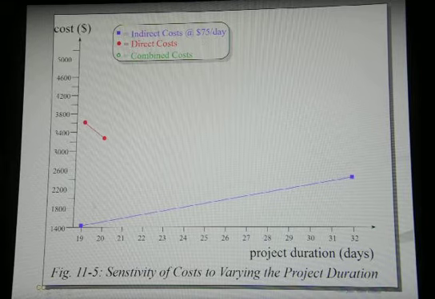Okay, 75 times 19 will give us this number. 75 times 20 is $1,500. 75 times 21 is this value here, and 75 times 32 will put us about $2,500. Okay, so that's how we plotted this line over here. It's $75 per day, so 75 times 19, 20, 21, and 32. This would be our indirect costs.